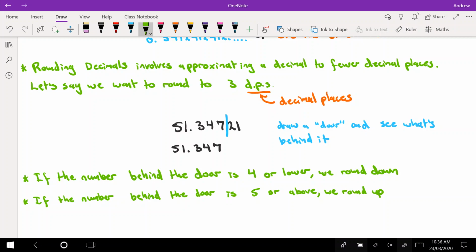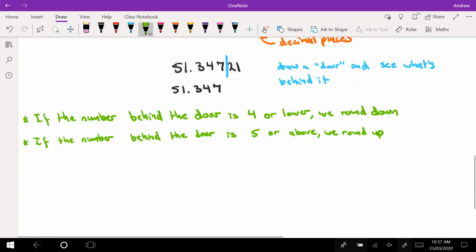So if the number is 4 or lower, round down. If the number is 5 or up, we round up. So now let's just go through some examples of the following.